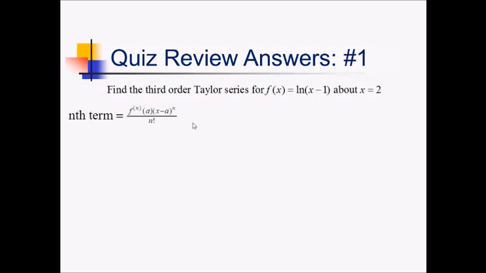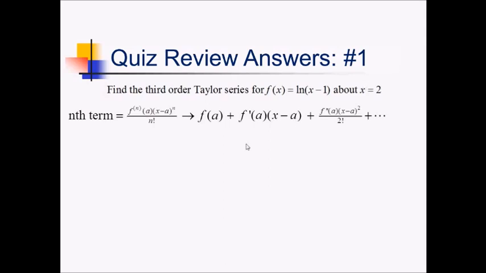So this is going to start us with the value of f of a, whatever that is. Then we'll have f prime of a times x minus a, followed by f double prime of a, x minus a squared over 2 factorial, and so on and so forth. So this means if we want third order, we need the first 3 derivatives of this function at x equals 2.